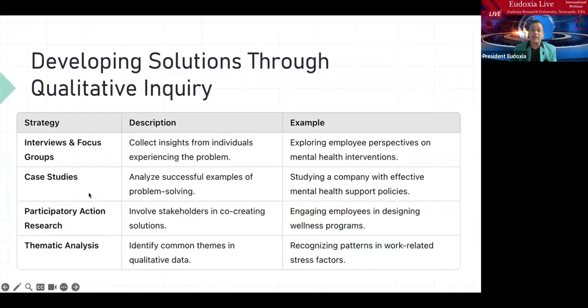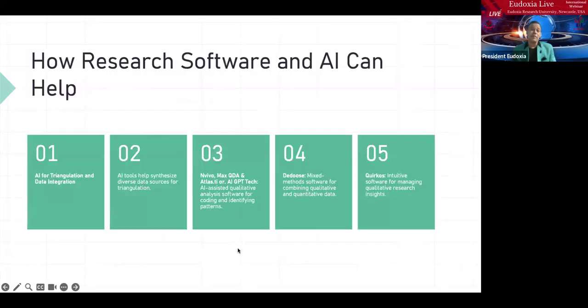Example I have given. So case study, if you want to go with the case study method, analyze the successful example of the problem solving. Then participatory, if you are going with that, involve the stakeholders, co-creating solutions. Then finally thematic, so it is theme based. Identify the common themes in the qualitative data.